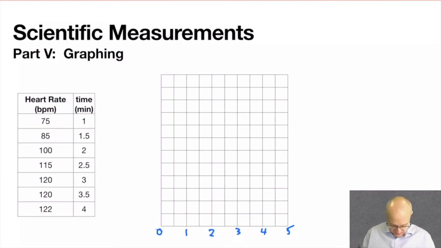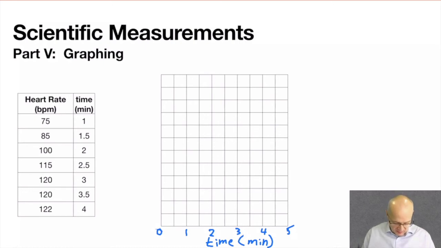And this is time, and it's in minutes. Okay? So I put the label on my graph. It says time in minutes, so the reader can tell what these numbers at the bottom mean. And so now they know it's time and they know it's measured in minutes.